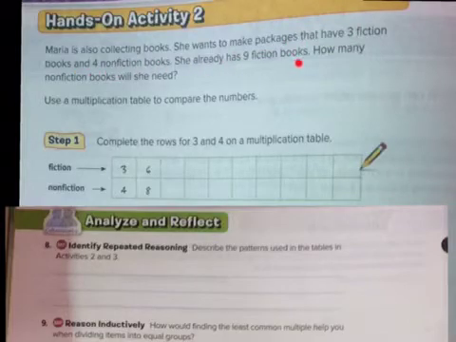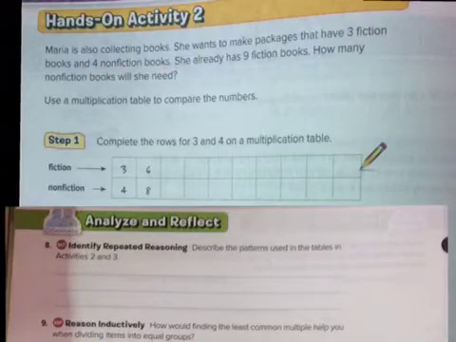She already has 9 fiction books, meaning if you count by threes, 3, 6, 9. She wants to make packages that have 3 fiction books, so the most she can get with 9 are 3 packages, right? Because there are 3 threes in 9. How many non-fiction books will she need? Well, if she's making 3 packages, she's going to need 3 fours, right? Because she wants to make packages of 3 and 4. How many books of non-fiction will she need?